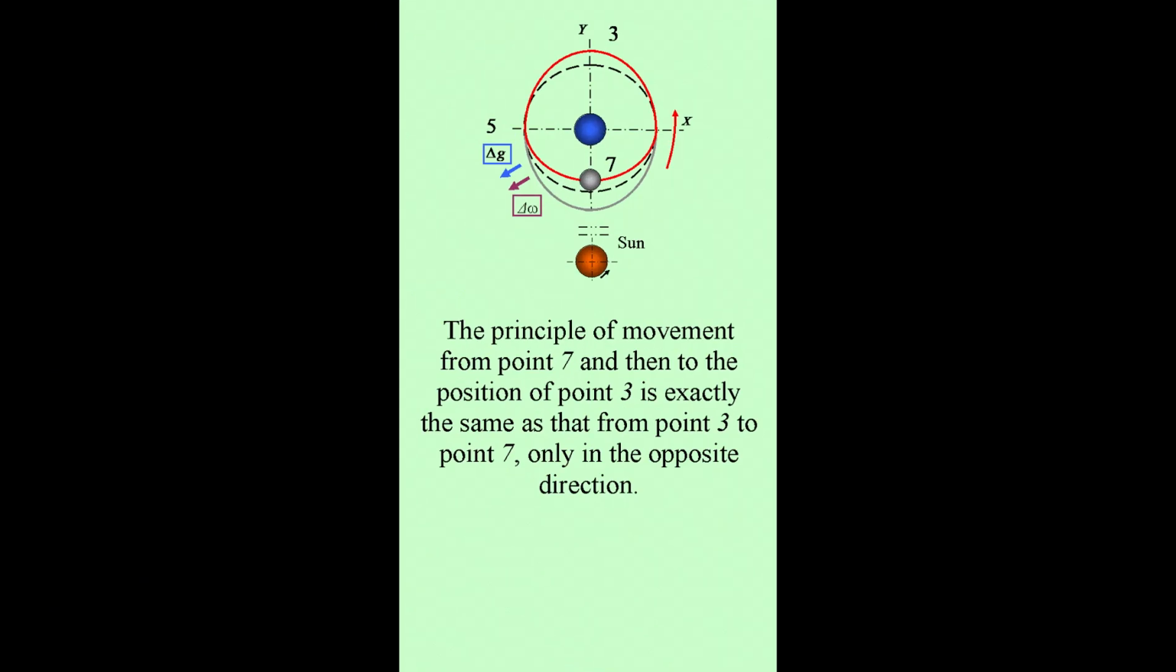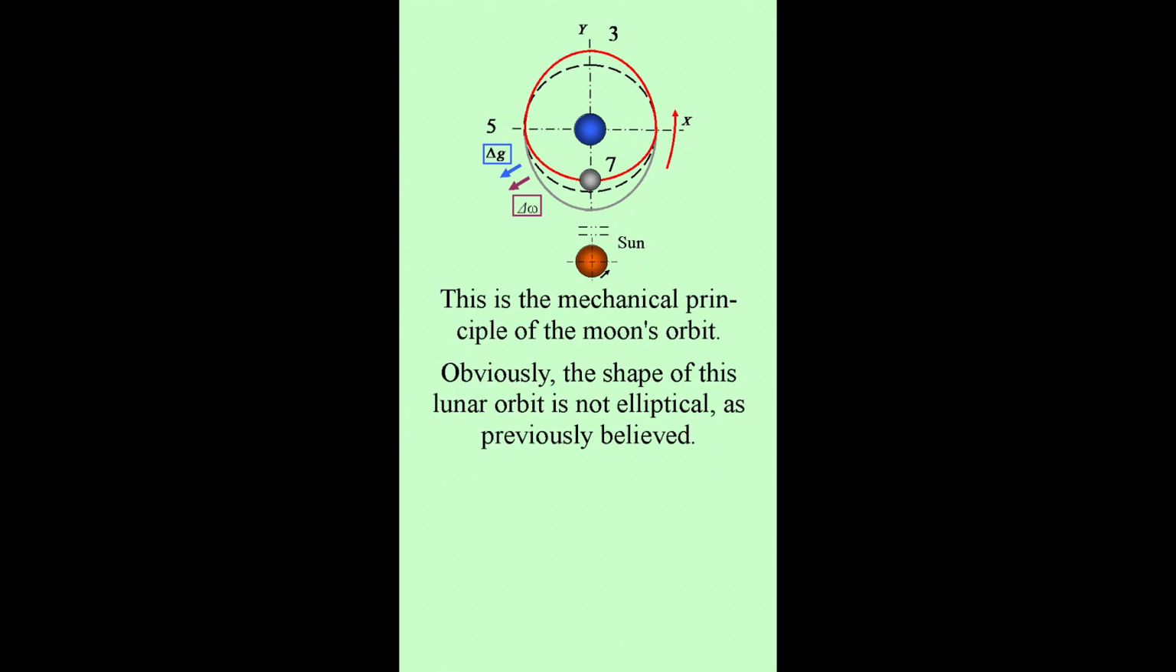The principle of movement from point 7 and then to the position of point 3 is exactly the same as that from point 3 to point 7, only in the opposite direction. This is the mechanical principle of the Moon's orbit. Obviously, the shape of this lunar orbit is not elliptical, as previously believed.